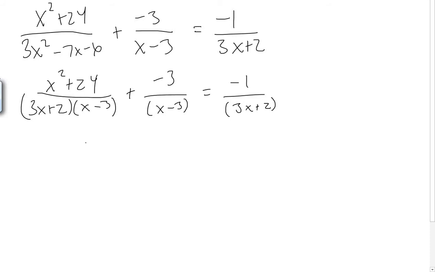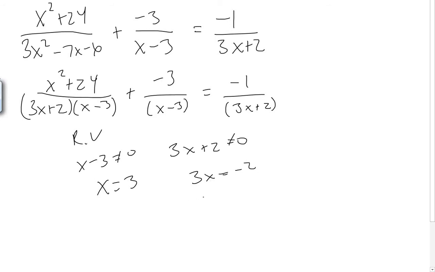Now I see that the restricted values come from x minus 3 not being able to equal 0 and 3x plus 2 not being equal to 0. I see that these factors match and these factors match, so there's no need to really do all four expressions. I can just do an x minus 3 and a 3x plus 2 and say those two can't be equal to 0. In that case, I get x equals 3 and 3x equals negative 2. So if I divide both sides by 3, I get x equals negative 2 over 3.